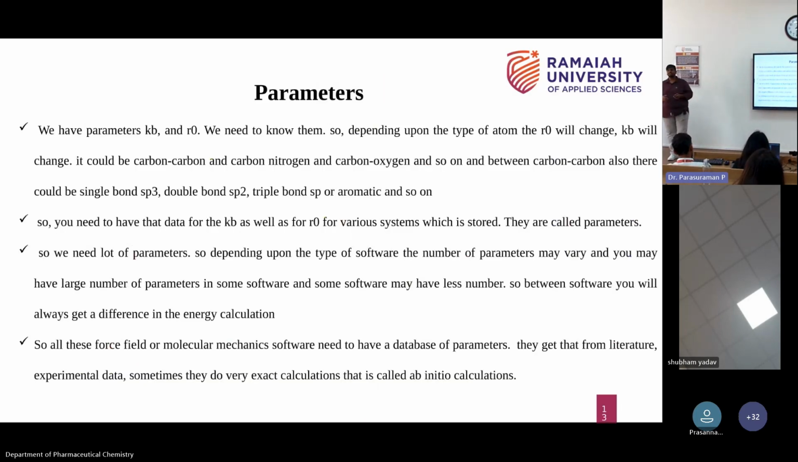Based on the parameters, how they'll be calculated, in the sense they'll be using literature, they'll be using experimental values, or they'll generally be going for ab initio calculations, where they'll be getting the results for these particular parameters.